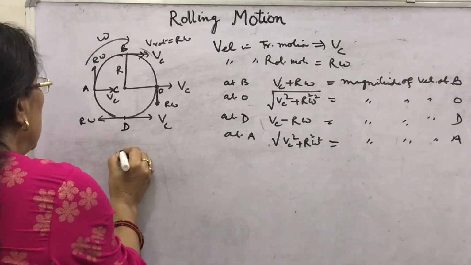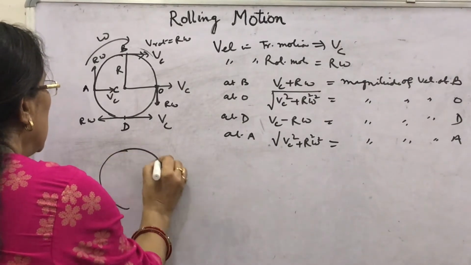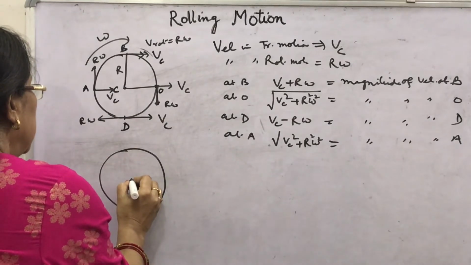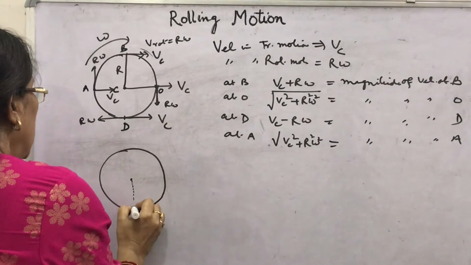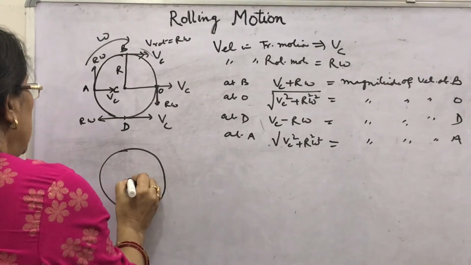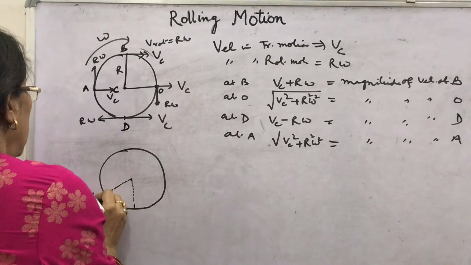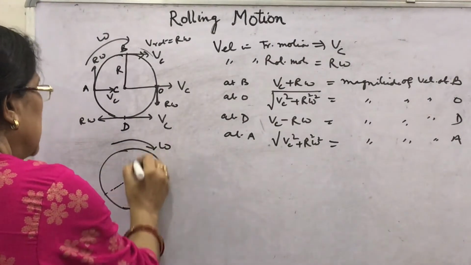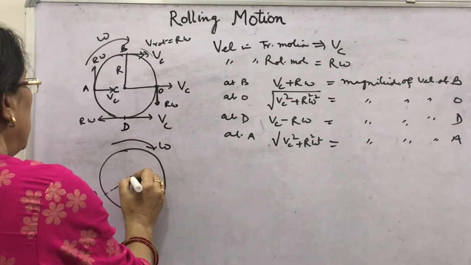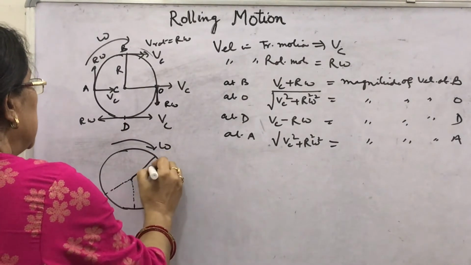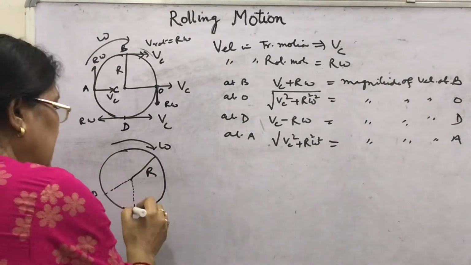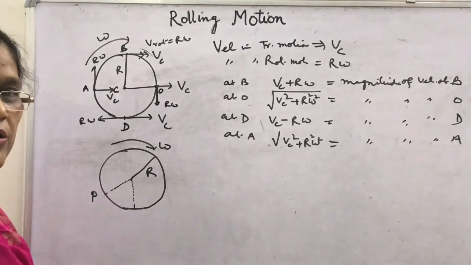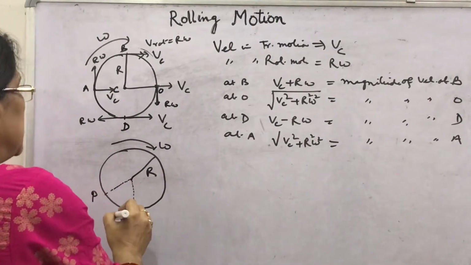If this is the object, and this result you have to learn, because this is asked in competitive examinations directly. Okay, look, if this is the position of a point P, the object is rotating, similarly in the same way as given earlier, with the velocity omega and its radius is r. What will be the velocity of P? We have to calculate. The object is in rolling motion.